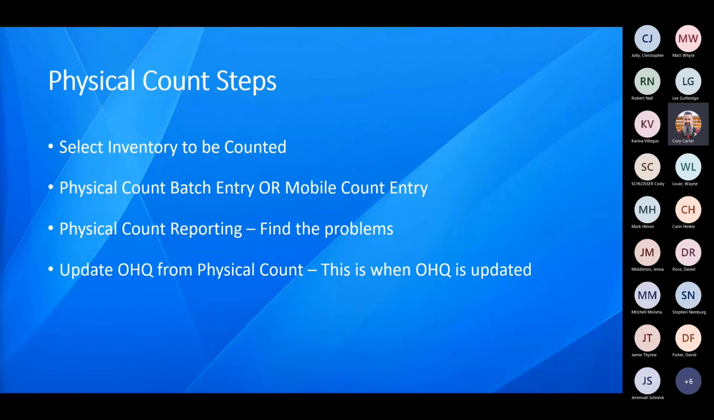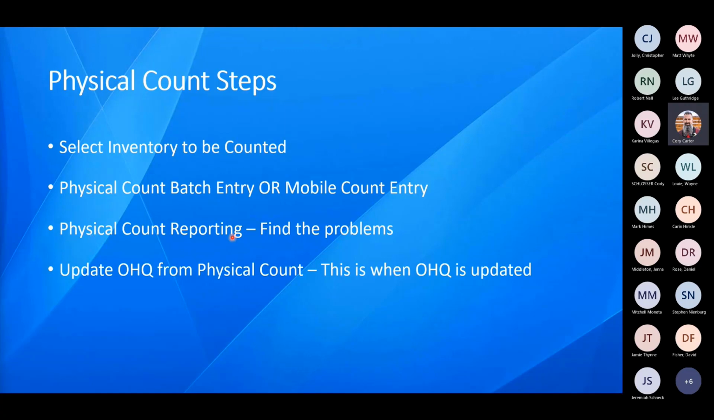So here's the steps for a physical count. We need to first select the inventory that needs to be counted. We can do that in a number of ways. Today we're going to do it with category codes. The next one is a physical count batch entry. So after we select our inventory to be counted, we can either print out a list of the inventory we're going to count, or we can take it over to our mobile and we can count it. Okay, and I'm going to show you both ways to do that.